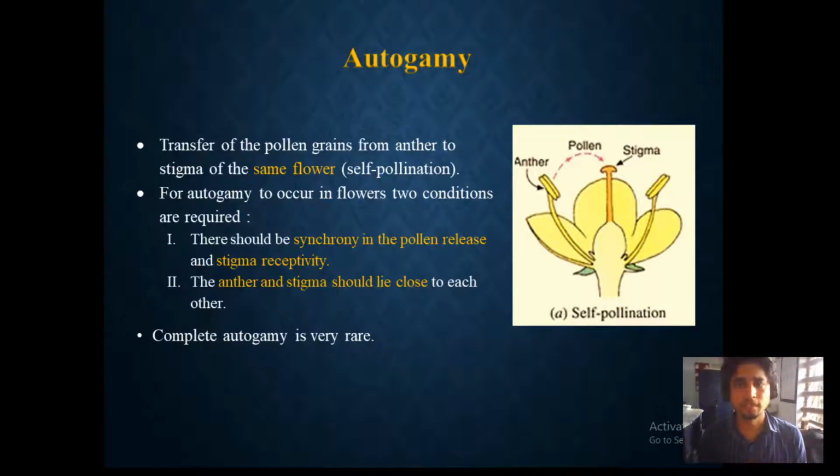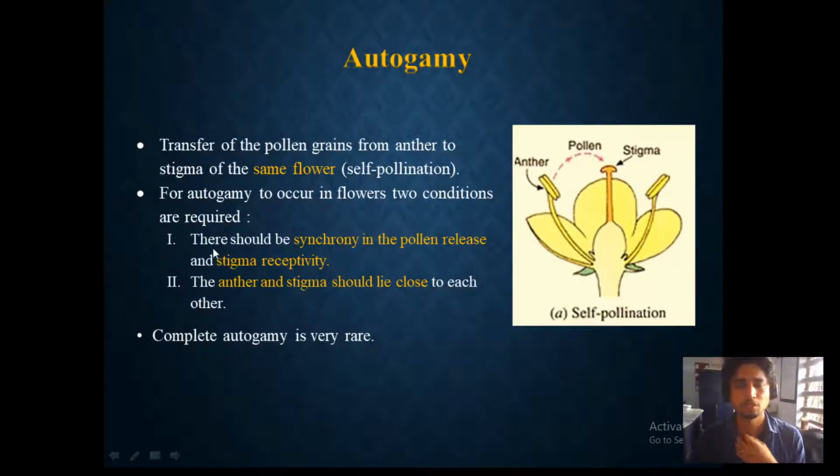Otherwise, if there is no coordination, then there will be no self-pollination. So there should be coordination, there should be synchrony in the pollen release and the stigma receptivity. Then only autogamy can occur. So this is the first requirement for self-pollination. The other requirement is that the anther and stigma should lie close to each other. They should be very close so that they easily come in contact with each other.